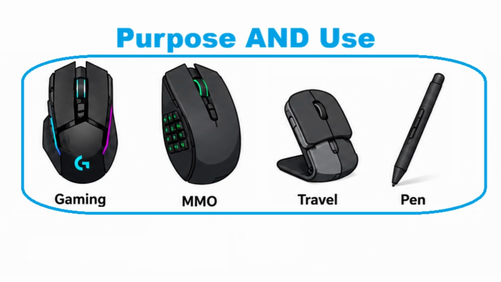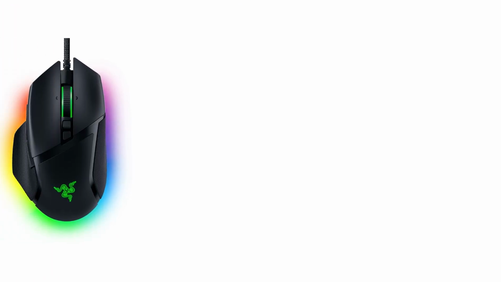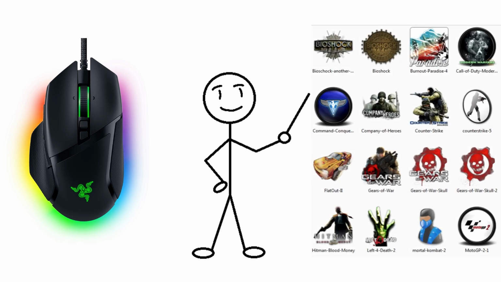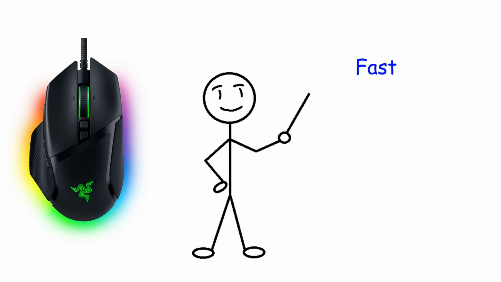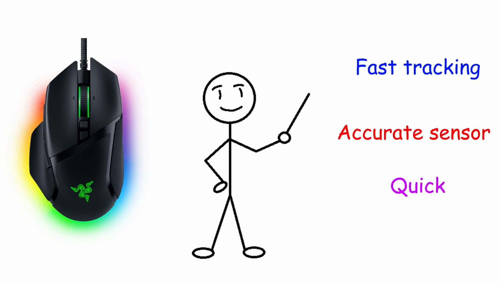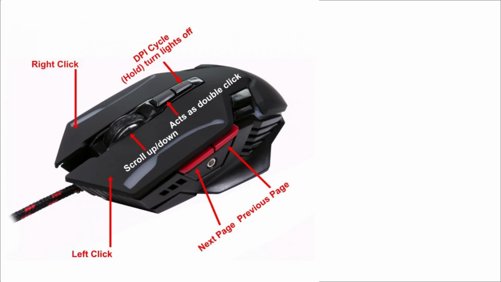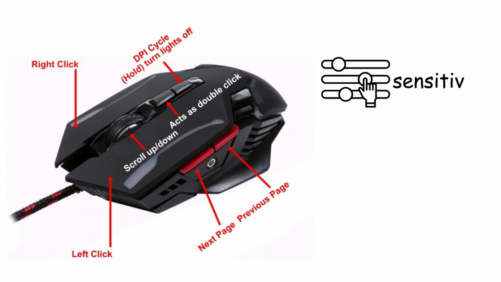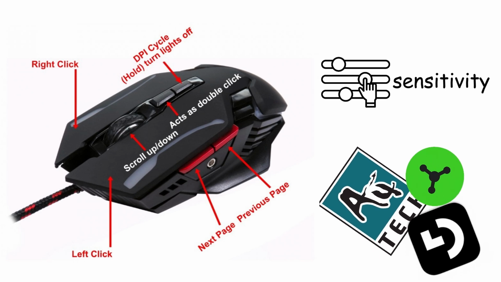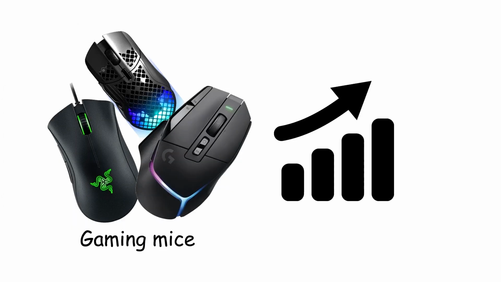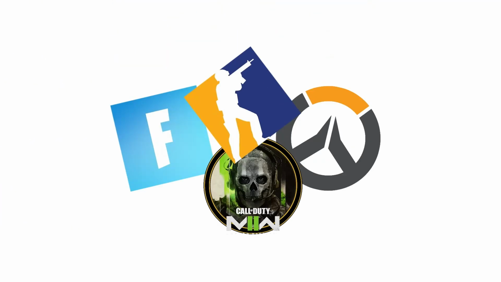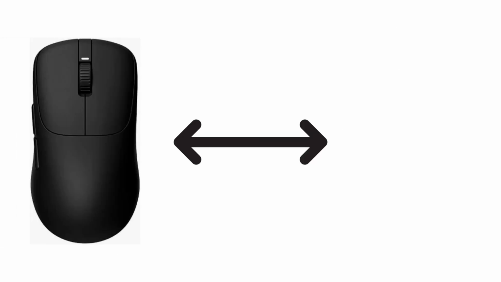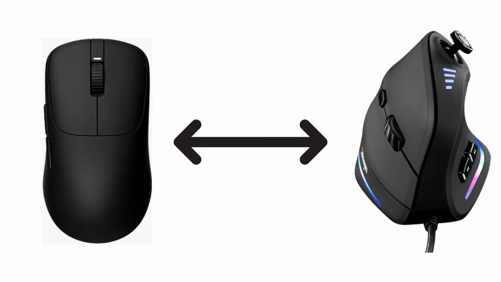Purpose and use. Gaming mouse. A gaming mouse is designed specifically for computer games and usually focuses on fast tracking, accurate sensors, and quick button response. Many models also include extra buttons, adjustable sensitivity, and software for changing their functions. Gaming mice became increasingly specialized as competitive PC gaming grew. Some are lightweight and simple, while others are covered with additional controls for different types of games.